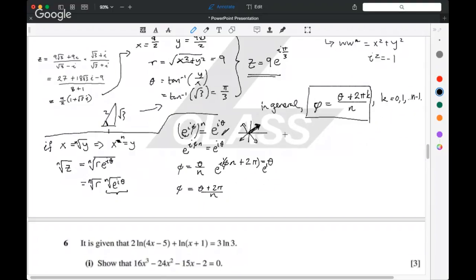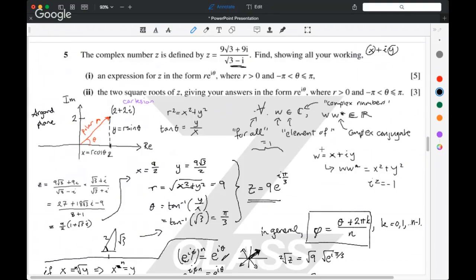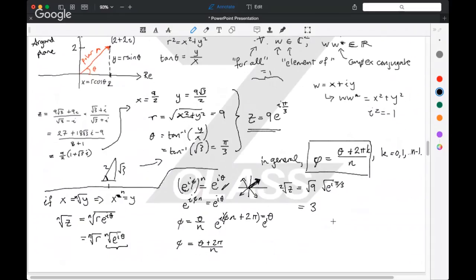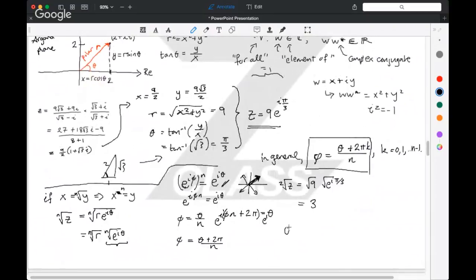So what do we have? We're asking for the second root of z. Well, that's equal to the square root of 9 times the square root of e to the i pi over 3. And so that's just 3. And now we can have several different options. We're looking for a theta between minus pi and pi. So our theta, or rather our phi, could be equal to pi over 3 plus 0 all over 2, which is pi over 6.